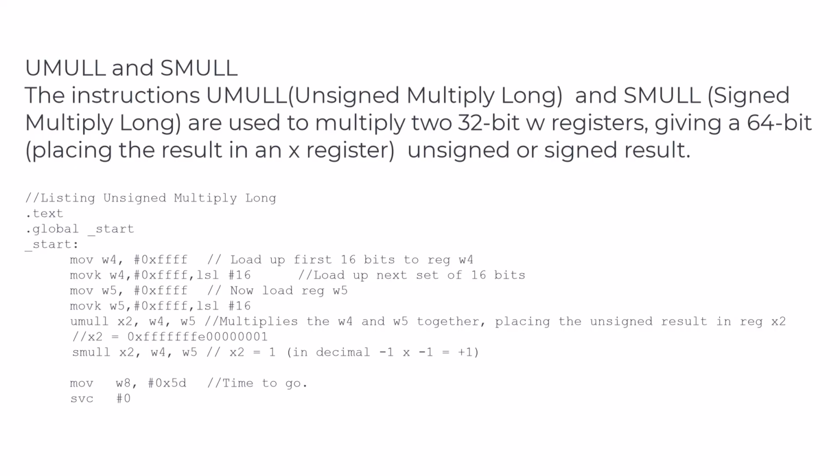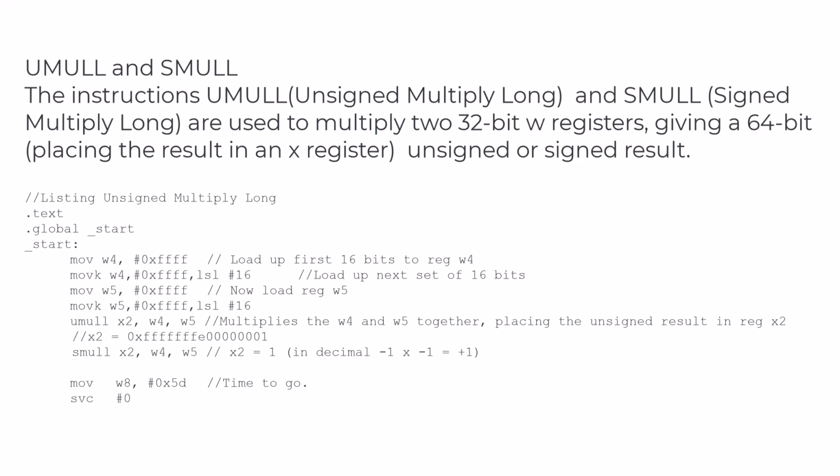Here we're going to look at the unsigned multiply and signed multiply long instructions. Now these instructions multiply 2 32-bit registers together. So make sure you specify W in the instructions. And the destination will be a 64-bit X register. So we're multiplying 2 32-bit numbers, and we're expanding the result into a 64-bit register.